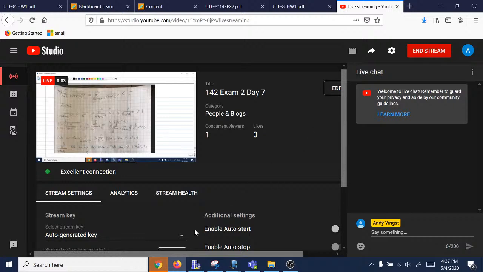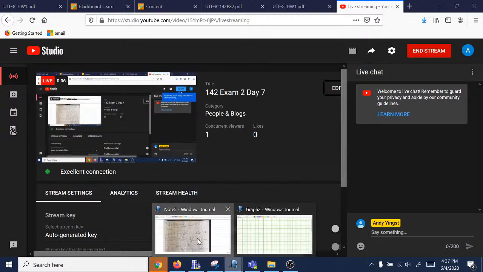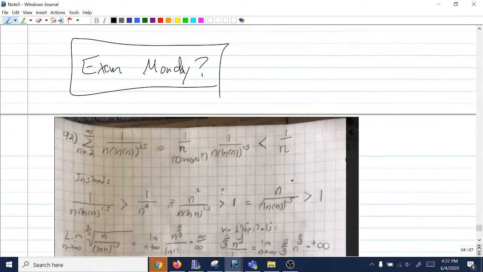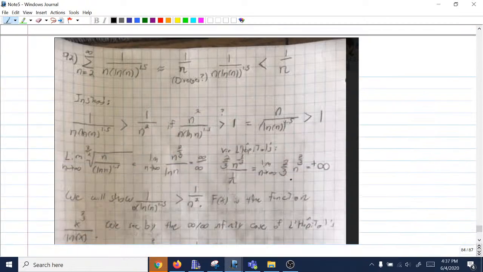Cool. Let's talk about some student work that someone emailed me asking for comment. Here's number 2. It's about the sum of 1 over n log n to the 1.5. Regular instructions: figure out if it converges or diverges. Show how you know.